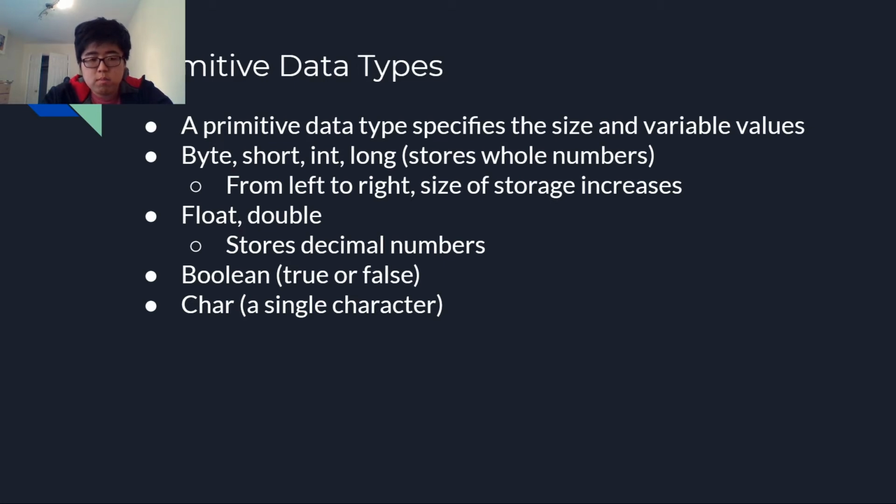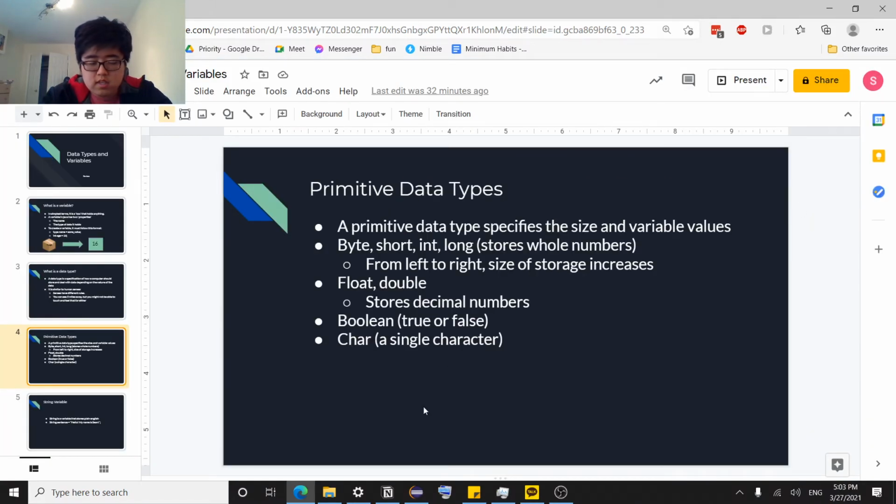So here are the number variables. From left to right, they increase in size. So byte, short, int, long. And so you can look up the table for the sizes, but you don't have to worry about that right now. So I will show you how to create one of these variables.